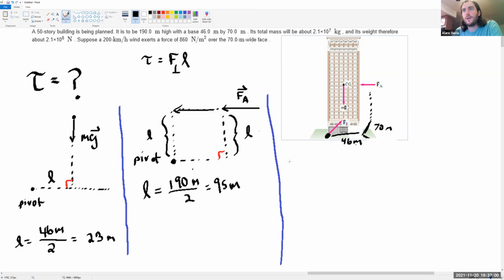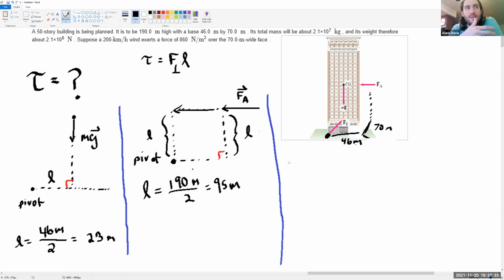So what we're going to do is calculate the net torque on this building. There are a couple of things I've already mentioned that we have to be careful of. We have to be careful of the sign, right? So that's the number one thing. When we calculate the torque, we have to choose a direction that is positive torque, and the other direction is going to be negative torque. So that's number one.